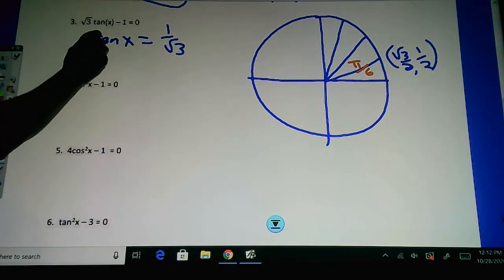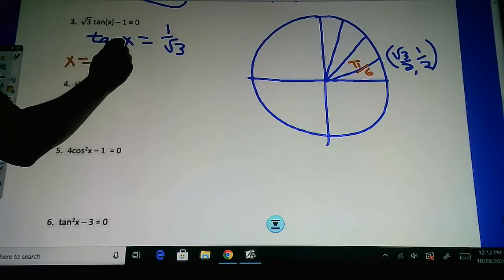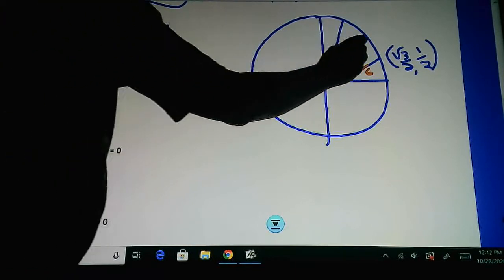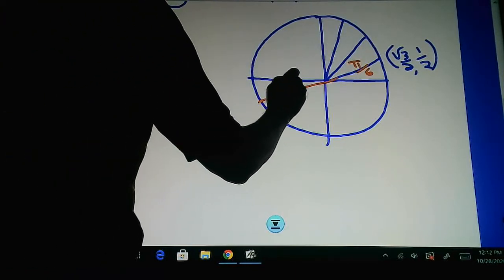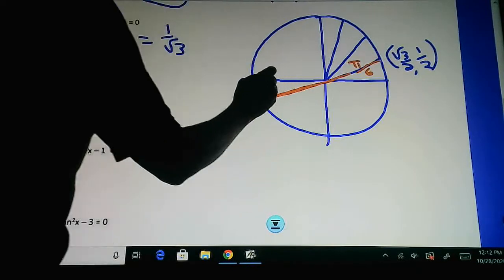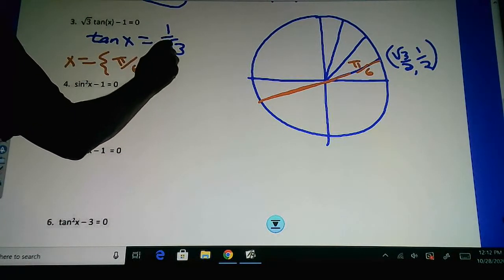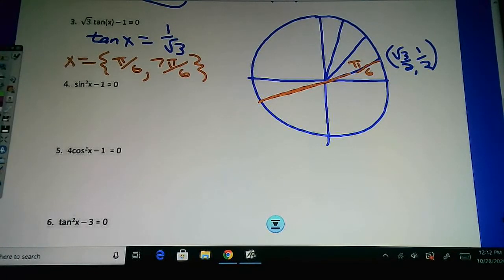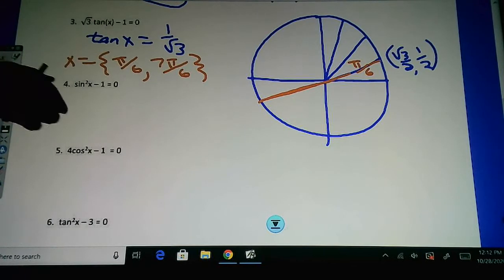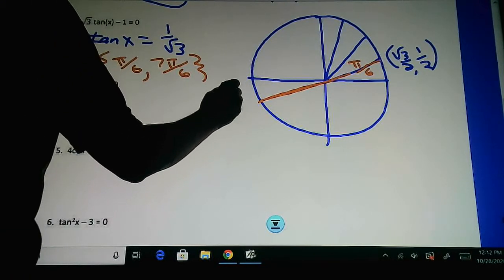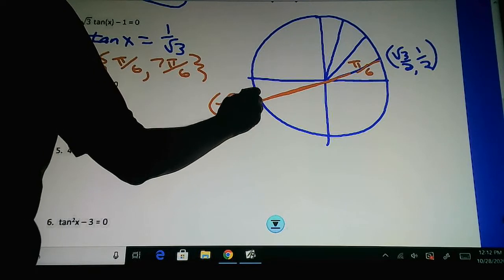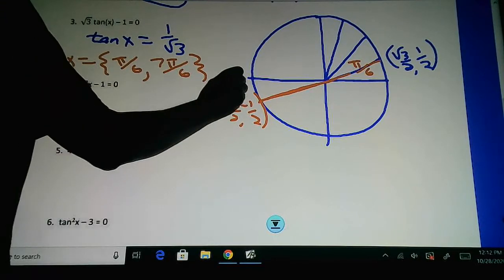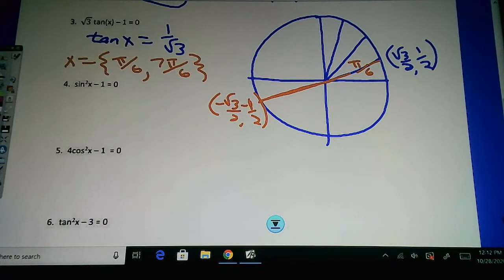We know that there are usually more than one. So the other one, tangent answers are going to be diagonal to each other. So the other answer is over here at 7 pi 6. At this ordered pair, by the way, you get a negative square root of 3 over 2 and a negative 1/2. But the 2 negatives cancel each other out, and again, the 2's cancel each other out. So you're back to having 1 over the square root of 3, which is what you're looking for.